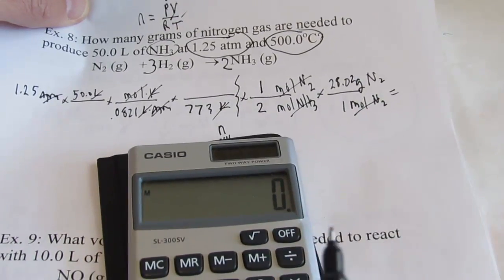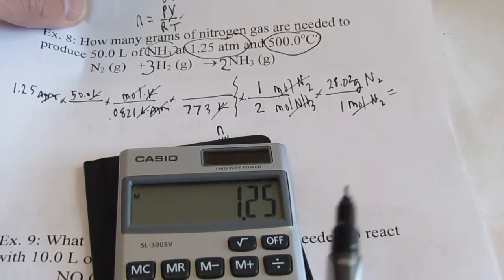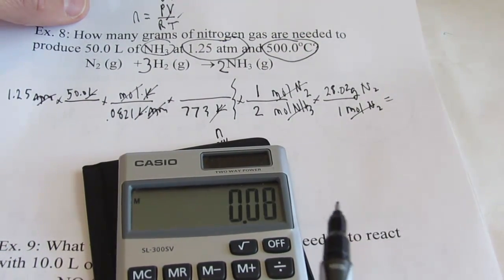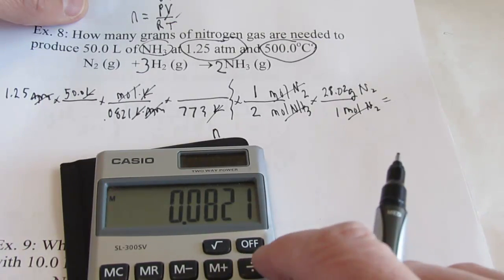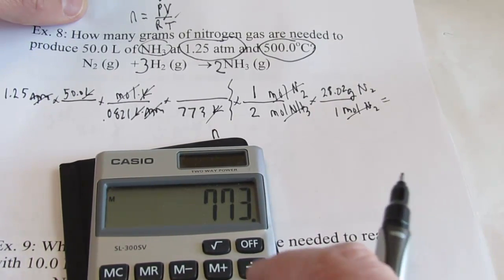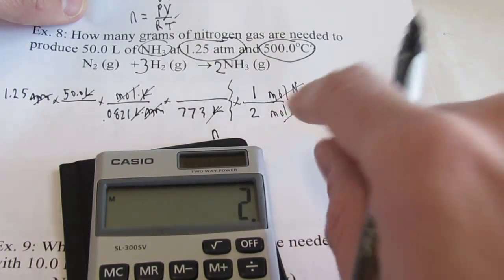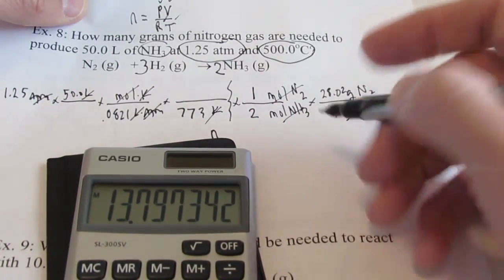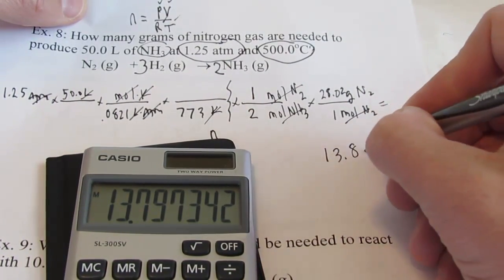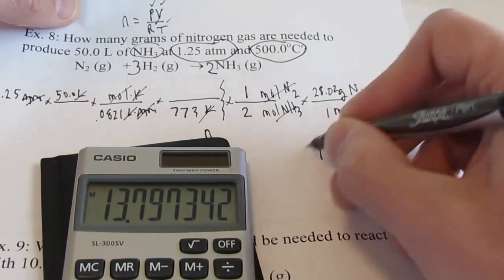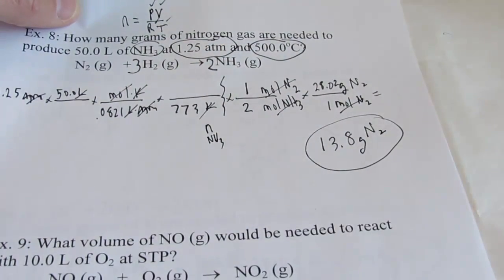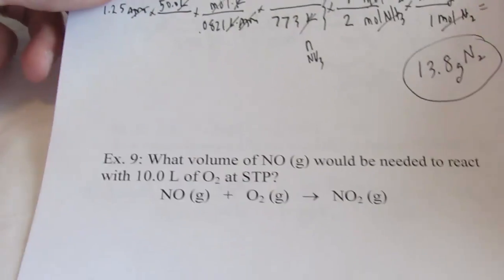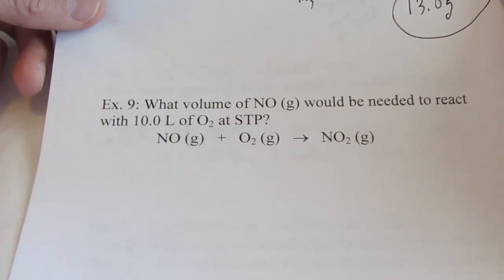Clear that out from before. 1.25 times 5, or 50, excuse me. That's 50 liters. Divided by 0.0821, divided by 773, divided by 2, so I'm right here, folks, times 28.02, enter. Looks like I get 13.8 grams of nitrogen gas. If I were finding the mass of that gas, that's how much would be produced. Okay? Alrighty.